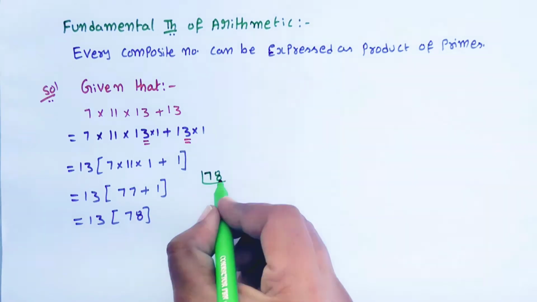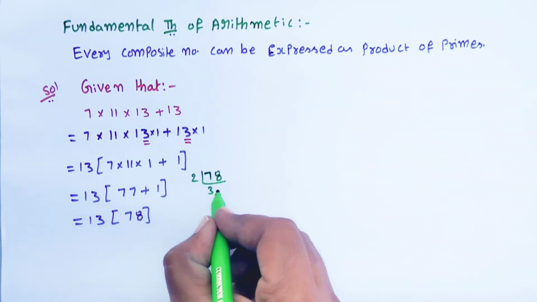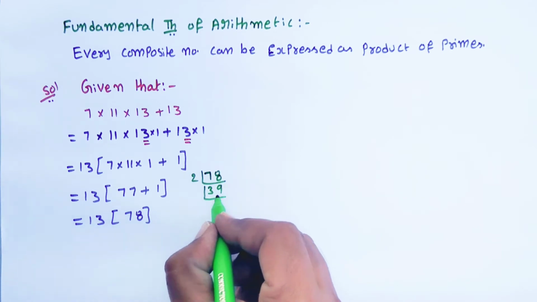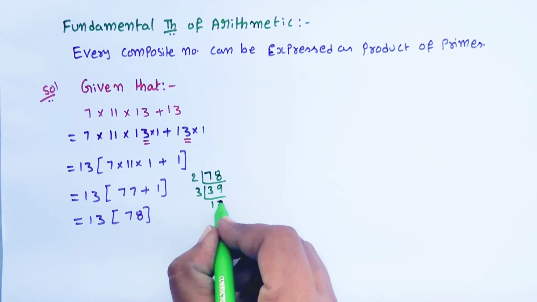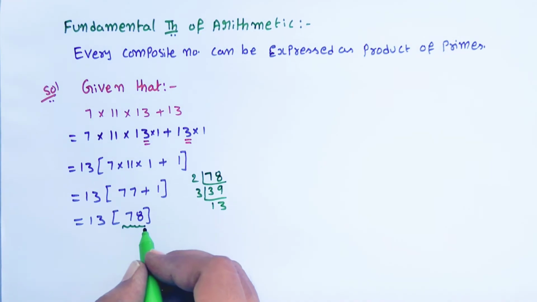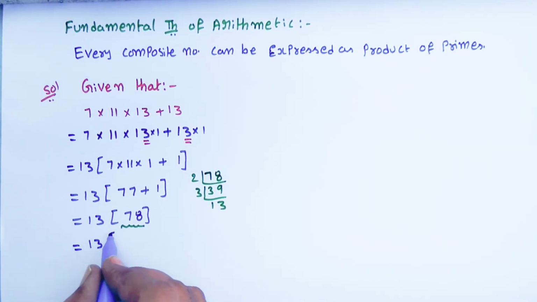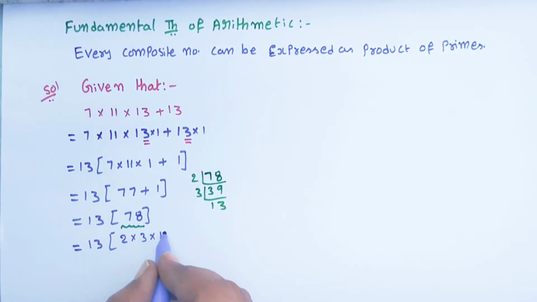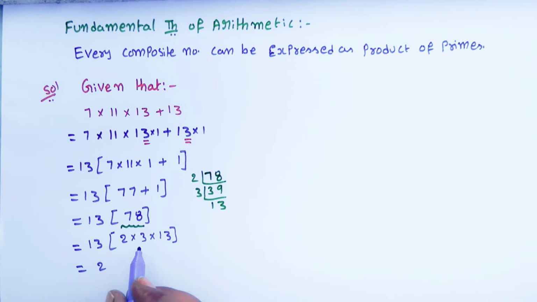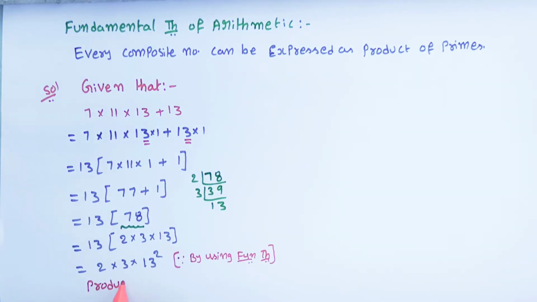Now we do prime factorization of 78. 2 3s are 6, 2 9s are 18. Next, the 3 table: 3 1s are 3, 3 3s are 9. So 78 can be expressed as 2 into 3 into 13. This can be rewritten as 2 into 3 into 13. So it is nothing but a product of primes by using the fundamental theorem. Hence it is a composite number.